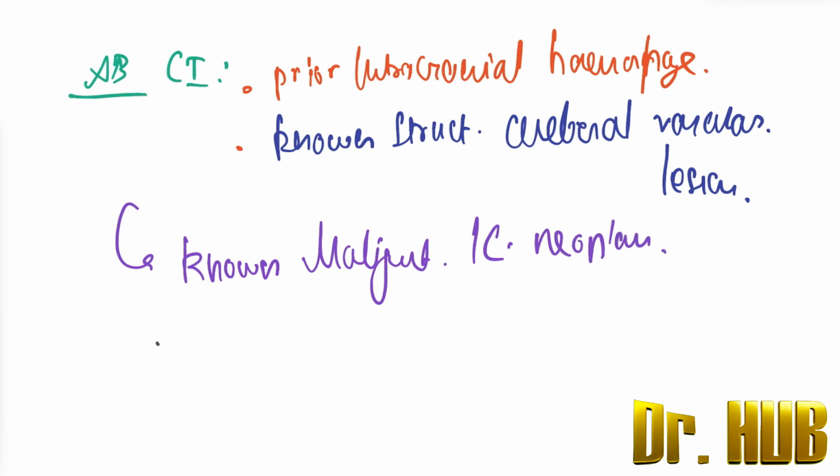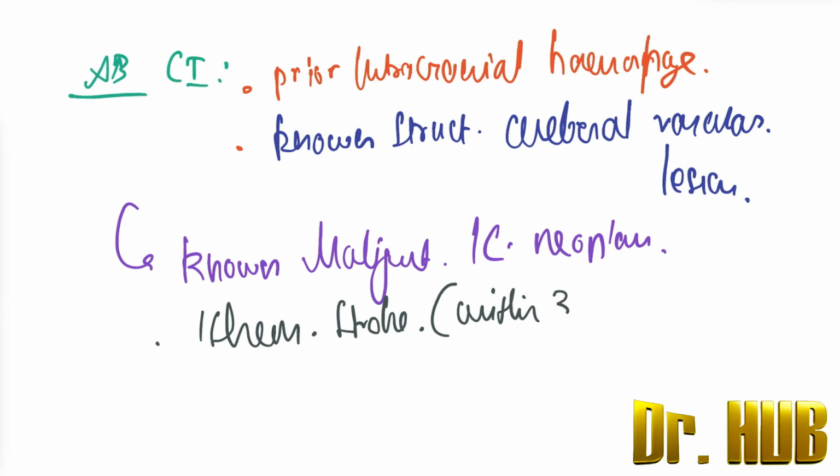Next is the presence of ischemic stroke. So ischemic stroke within 3 months. And then the suspected aortic dissection. So there is also presence of suspected aortic dissection.